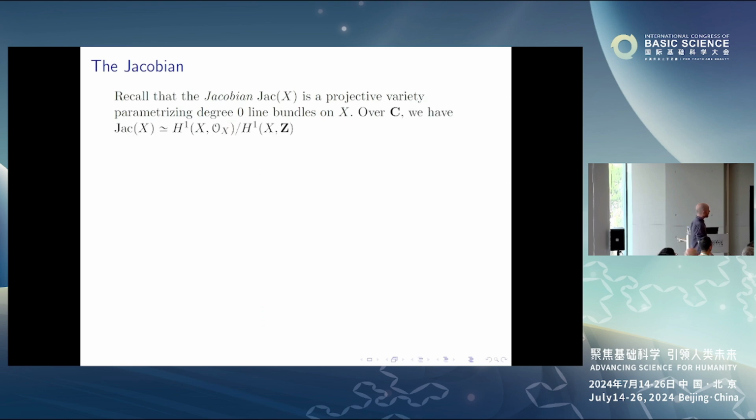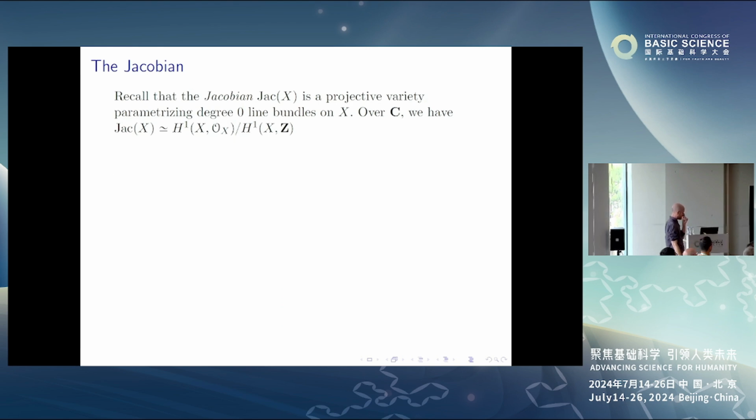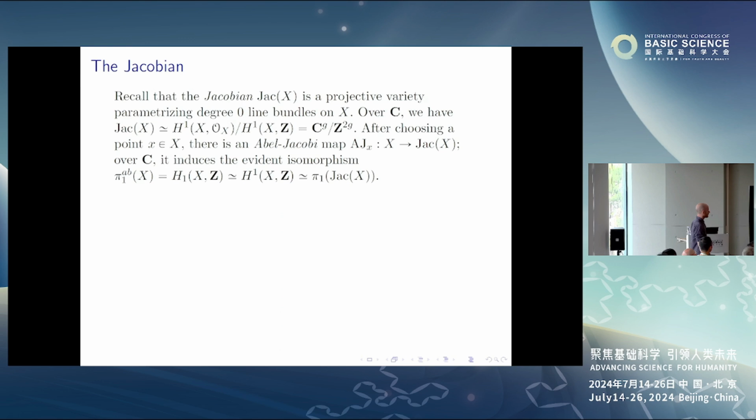Over the complex numbers, we can describe the Jacobian explicitly. It's H1 of X with coefficients in the holomorphic structure sheaf, modulo the H1 with coefficients in Z. And this is a copy of C^g mod Z^2g. So it looks like a real torus of dimension 2g with a complex structure.